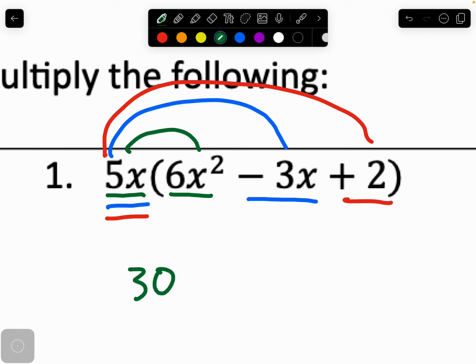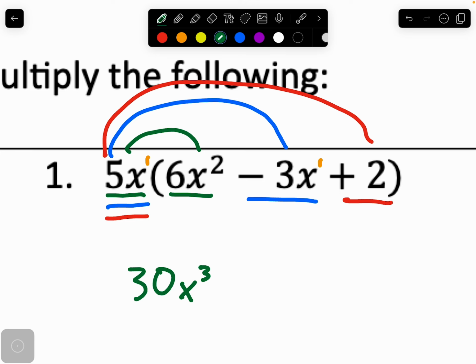And then you go to the exponents. This is x to the 1st. It's an invisible exponent. And so is this one on the 3. Okay, so x to the 1st times x to the 2nd. Just add the little numbers. So what do you get? X to the 3rd.